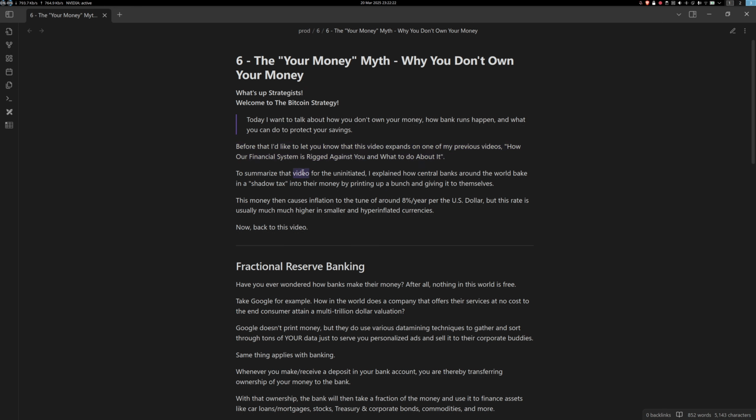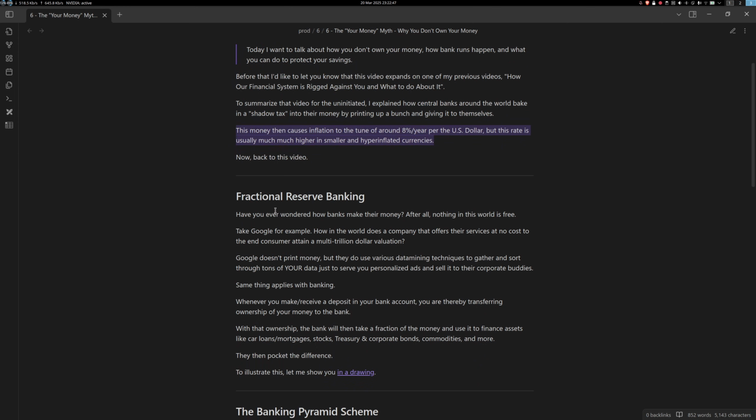To summarize that video for the uninitiated, I explain how central banks around the world bake in a shadow tax into their money by printing up a bunch and giving it to themselves. This printed money then causes inflation to the tune of around 8% a year for the US dollar, but this rate is usually much higher in smaller and more hyperinflated currencies. Now back to this video.